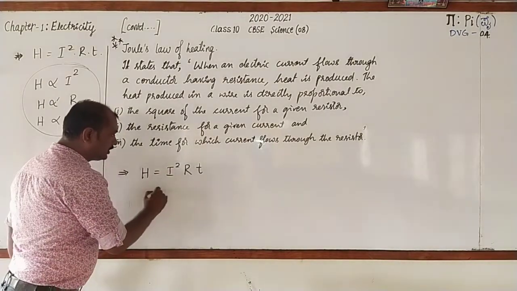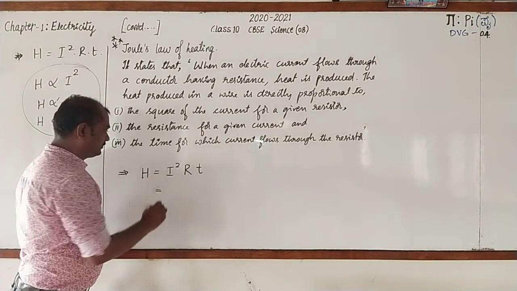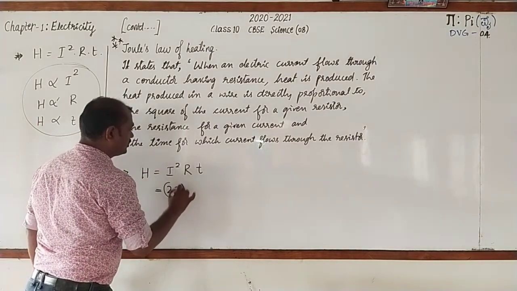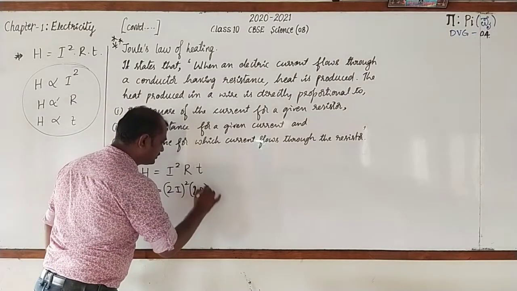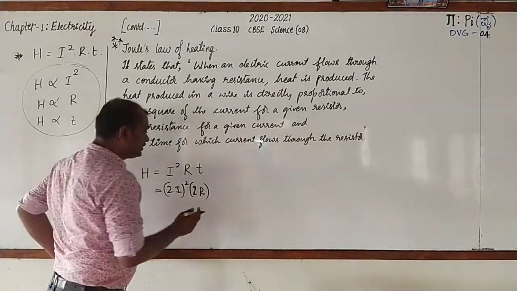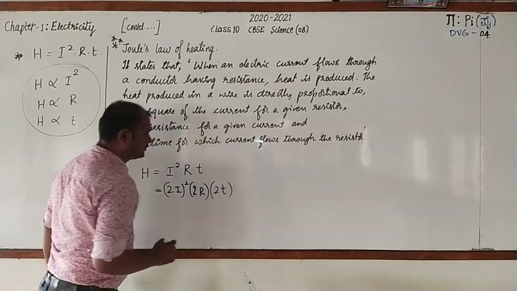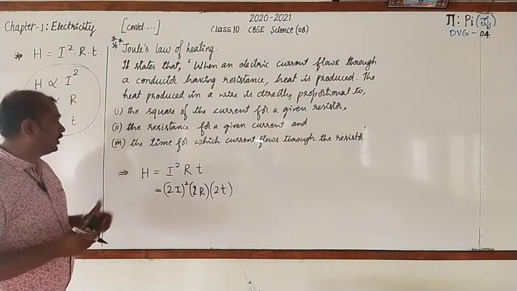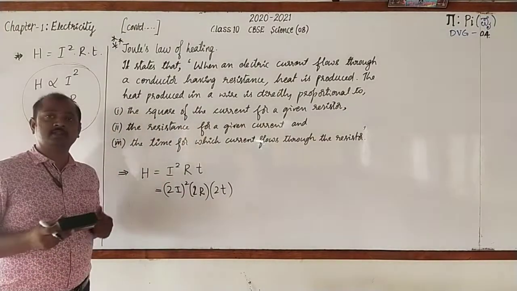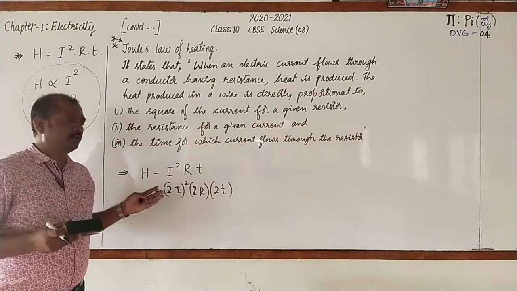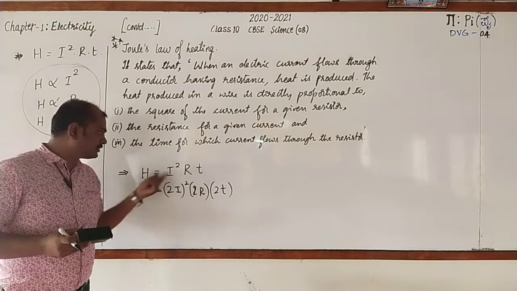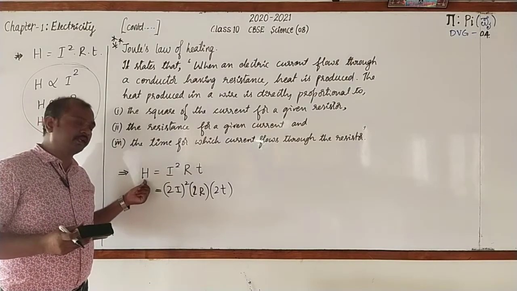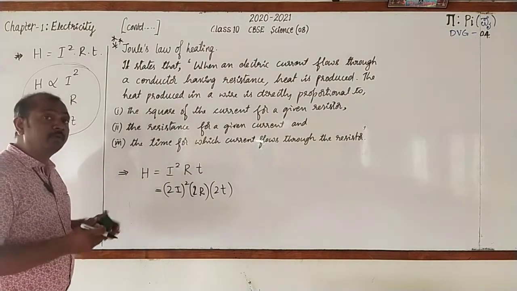Suppose current is doubled, then resistance is also increased by 2 times. Time increases by 2 times. Then what about the amount of heat energy? How many times? When these terms increase, then obviously heat energy also increases. Then by how many times?